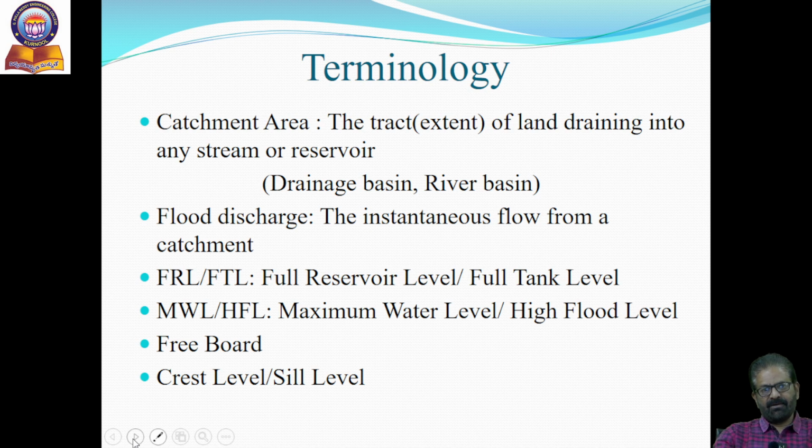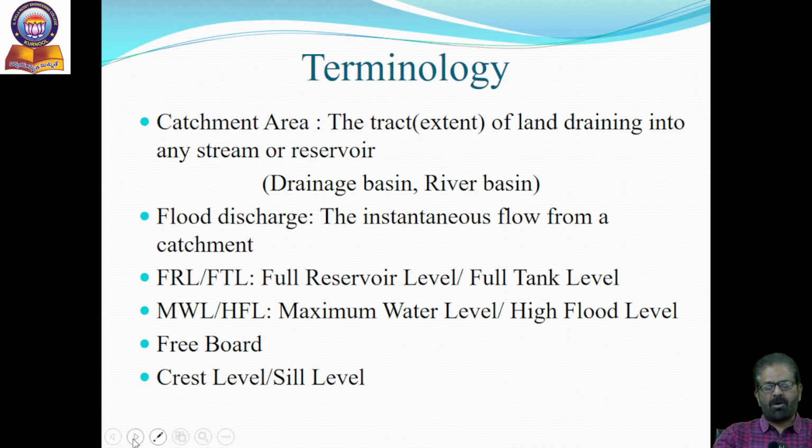Next word is flood discharge. So first of all, what is flood? Discharge means rate of flow. Everybody knows about the discharge. Discharge means the rate of flow, or the rate at which water is flowing. That is called discharge. So flood means the instantaneous flow from any catchment is known as flood.